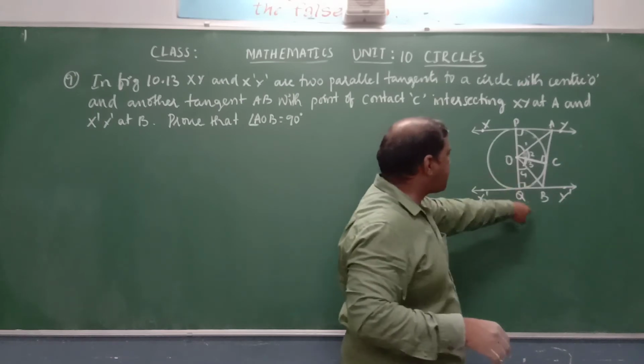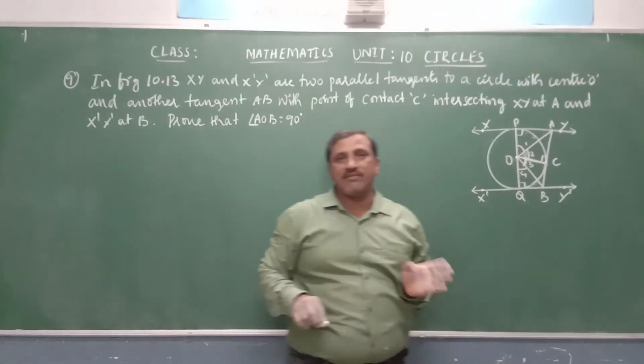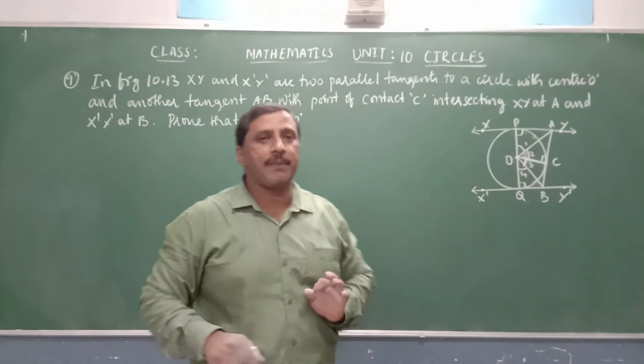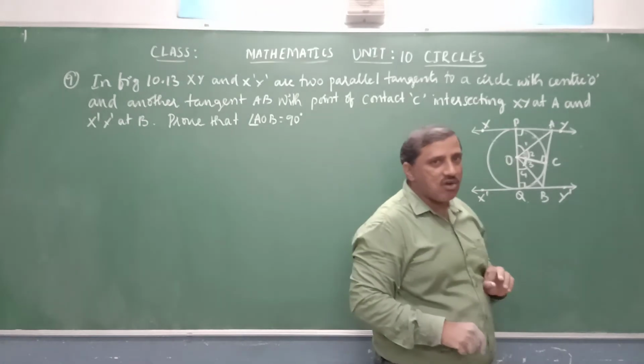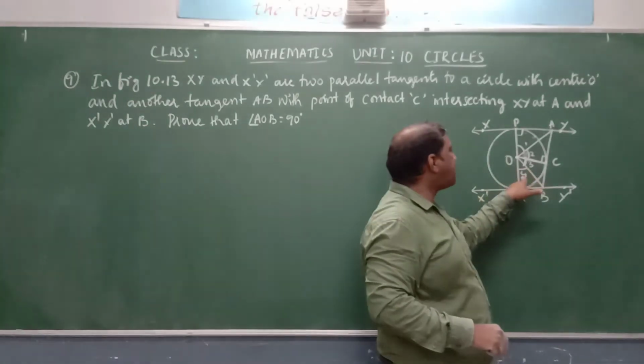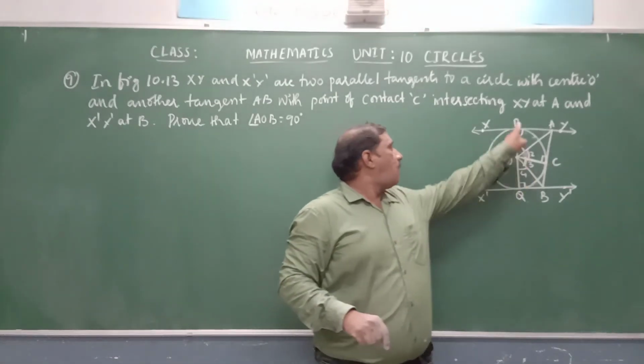Angle AOB is equal to what? The sum of angles 2 and 3, that is 2 plus 3 will give us angle AOB. And we proved here angle 1 is equal to angle 2 by RHS congruency. Similarly, by taking these two triangles, we can prove angle 3 is equal to angle 4.